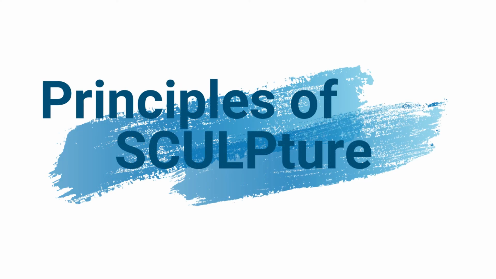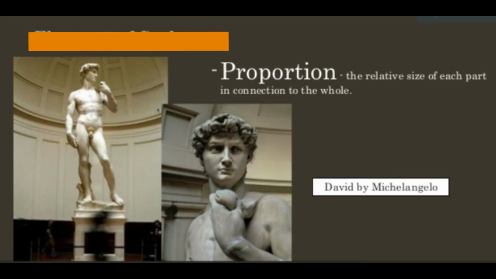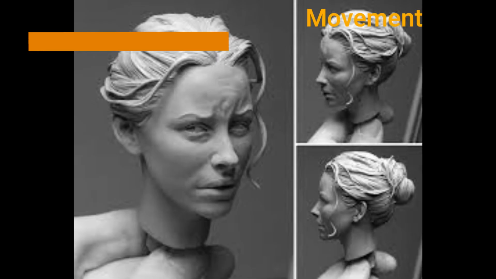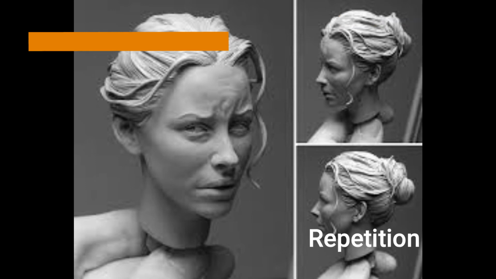There are four main types of principles of sculpture, and the first is proportion, which is a relationship of parts of the sculpture in relation to the whole. The second is balance, which is how stable a sculpture is physically and visually. The third is movement, the flow of elements of a sculpture. And the fourth is repetition, which is the use of the same elements to enrich a sculpture.